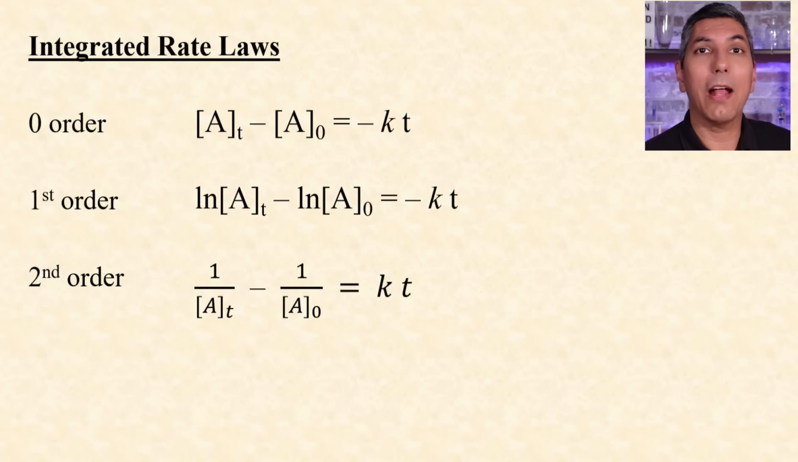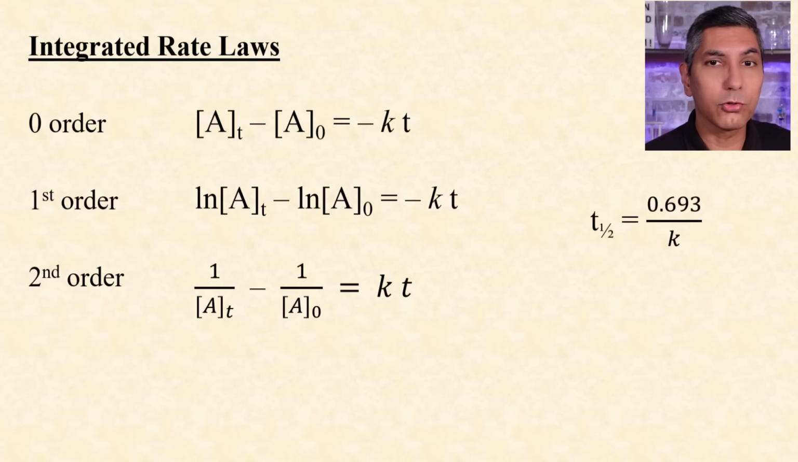We can derive the half-life equation for any of these, but in AP Chem, you'll only be asked about half-life for first-order processes. For first-order processes, half-life equals 0.693 divided by the rate constant.